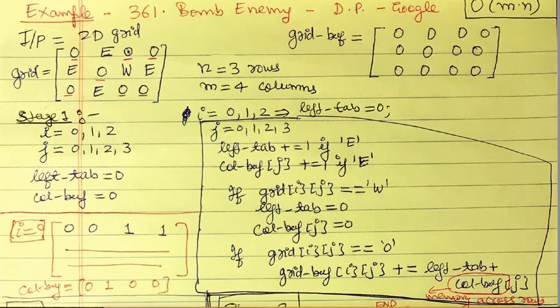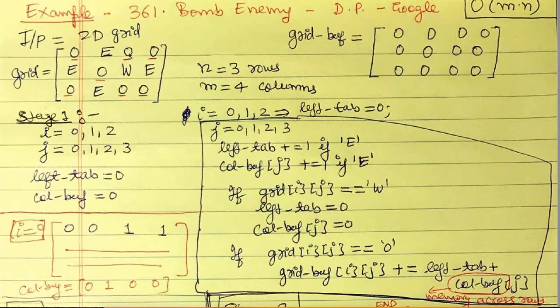Then again we got 1 here, or E here, and now we have to update it. So as we said, when we get the enemy, we increase the value of left tab and column j, column buffer j. So column buffer j becomes 1 now. We update here 1, and we are right now here. So we update left tab to 1, and we put here 0 because grid buffer is not updated.